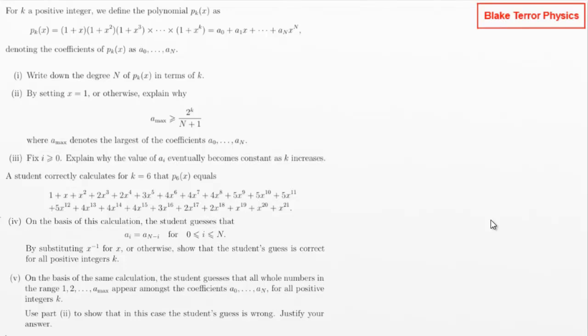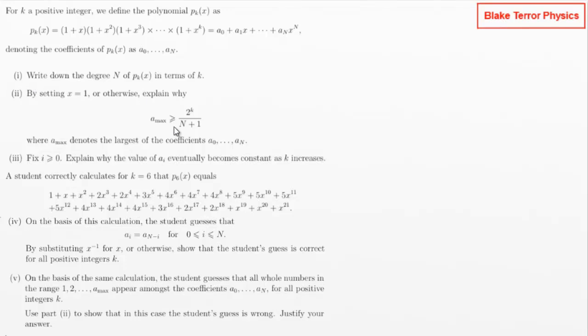Hello, this is question 2 from the 2019 MAT. For k, a positive integer, we define the polynomial p subscript k of x as this thing, denoting the coefficients as a0 up to an. So they've got all of these brackets: 1 plus x squared, 1 plus x cubed, multiplied all together to get a big polynomial of degree capital N. Part 1.